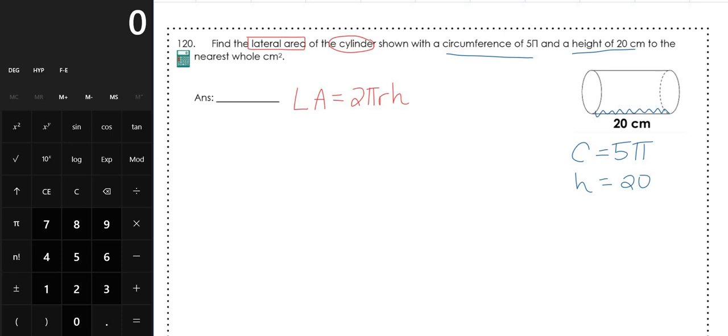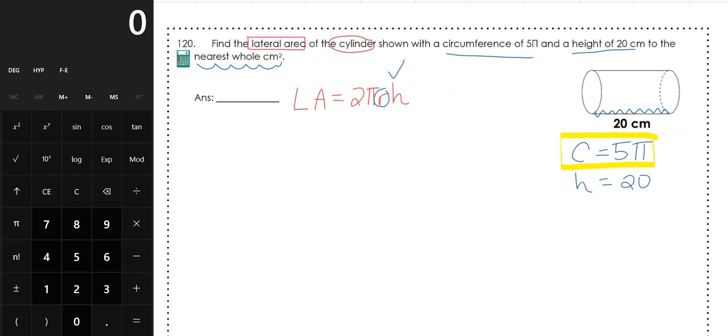And they're asking me to give the final answer to the nearest whole centimeter squared. So I need to round to the nearest whole number. Now, looking at the information they gave me, I have height, but I don't have the radius. So before I can use my lateral area formula, I need to figure out my radius. Now, your circumference right here, that's going to help you figure out the radius.